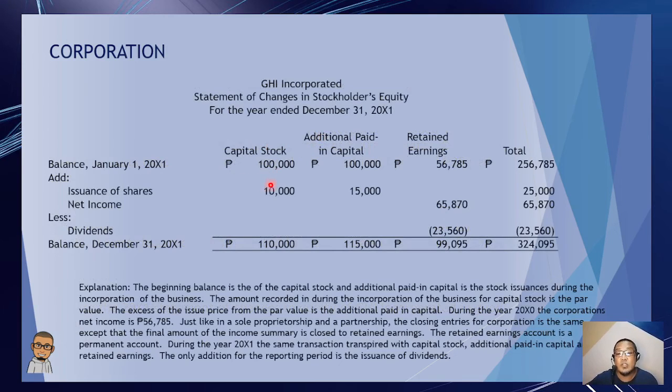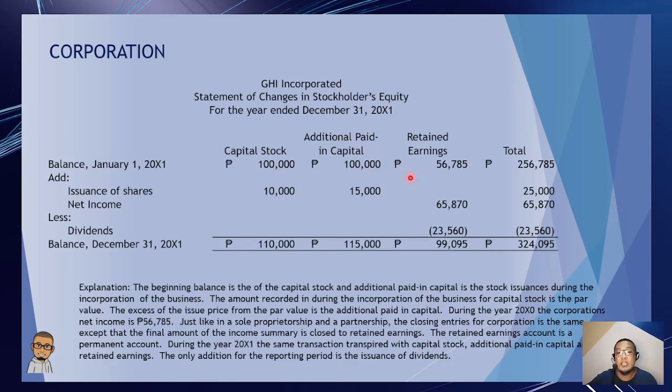The 10 pesos is your capital stock because this is the par value. 10,000 multiplied by 10. Okay, now, the additional paid-in capital is the excess between the par value and the consideration received. So, 20 ang natanggap mo. So, minus 10, meron kang 10 na naiiwan. Okay? So, ito yung nangyari.